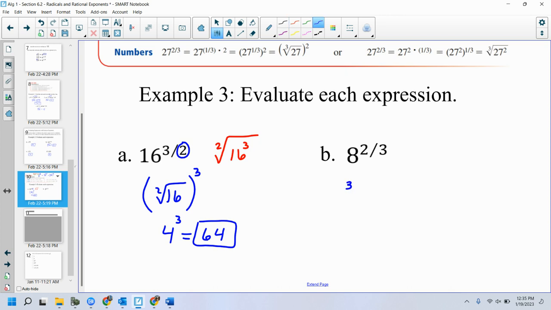Likewise, I could take the third root of 8, then square it. I could apply the root first. What is the third root of 8? And what is 2 squared?